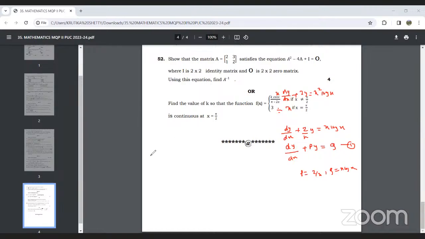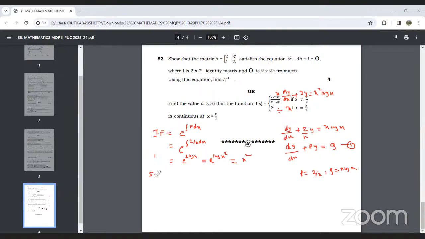So first we have to calculate, what is the first step? After calculating p and q, we have to calculate the integrating factor. So integrating factor is what, e raised to integration of p dx. So this will be e raised to integral of 2 by x dx. Okay, so 2 is constant, integral of 1 by x will be log x. So it will be 2 log x. Okay, so this will be e raised to log x square, or e raised to log f of x is directly equal to what, x square.